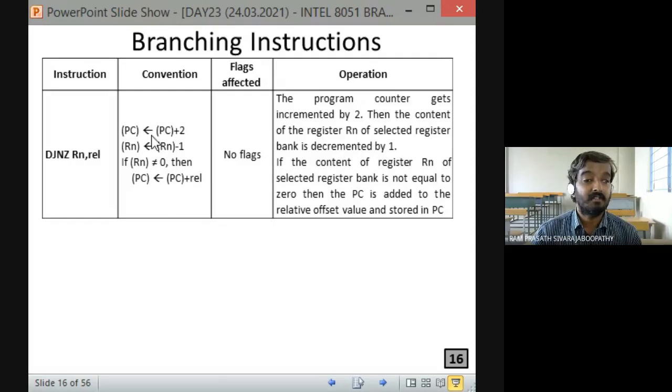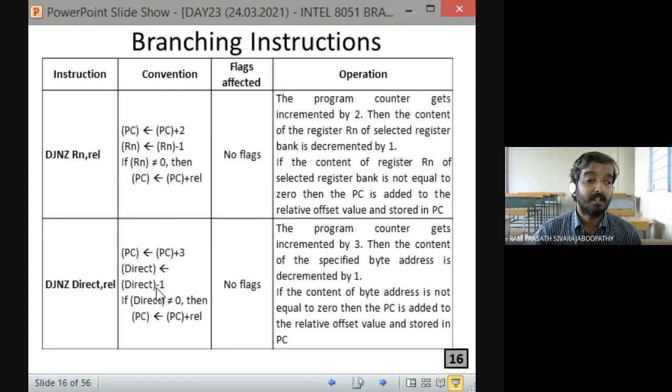DJNZ. Here what happens? The program counter is first incremented by 2. Then the register content gets decremented by 1. If it is not equal to 0, then it jumps to the specified address, that means the offset value gets added. Only if the condition is true, the offset value is added. Else it won't get added. That's why we call this a conditional branch instruction.